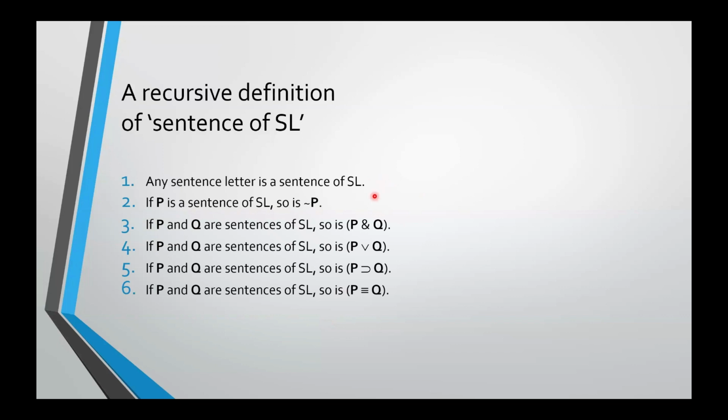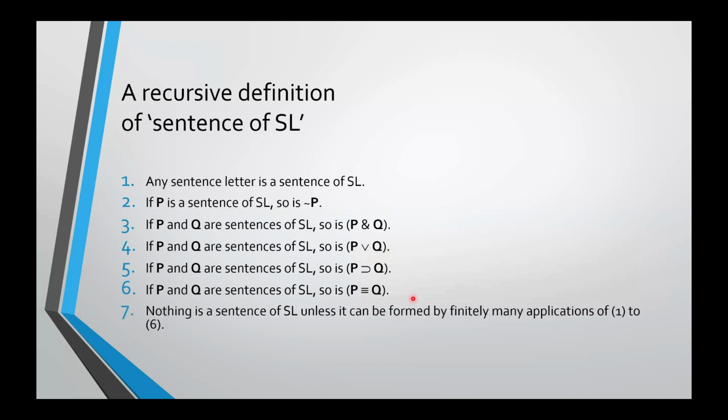Then we get into the inductive step, which here has 5 parts. So if P is a sentence of SL, then so is not P, right? Or, more precisely, the result of putting a tilde in front of P. If P and Q are sentences of SL, then so is the sentence that results by putting an ampersand in between them and parentheses around. If they're sentences of SL, then so is the result of putting a wedge between them and parentheses around, and then same for the horseshoe, same for the triple bar.